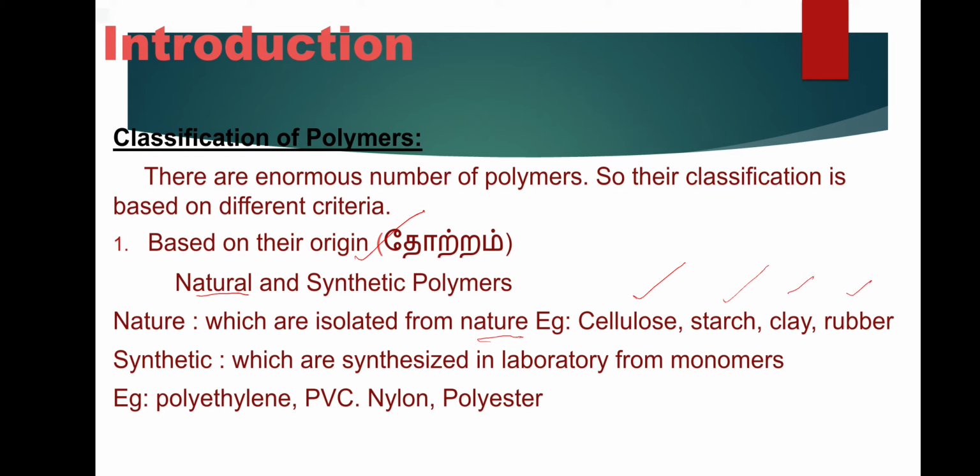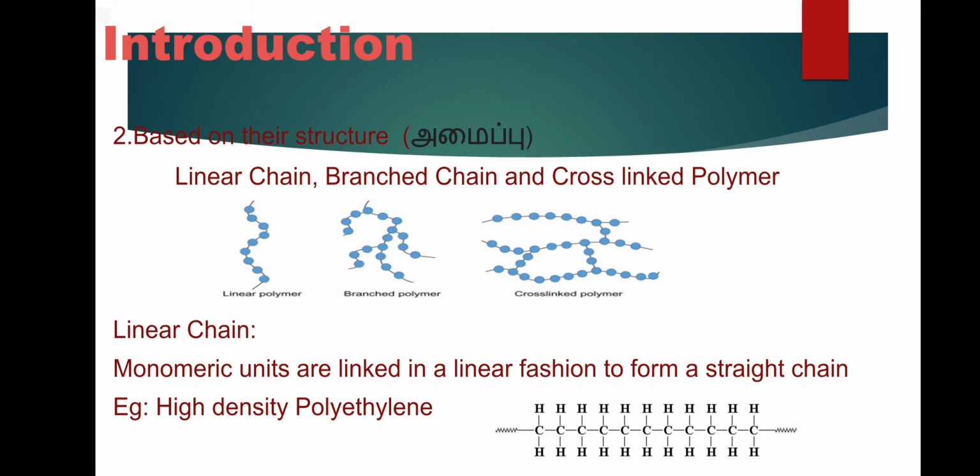Rubber is something you can see around Kanyakumari, the district where 75% of Tamil Nadu's rubber is produced. You can see that it is an elastic material. That material is actually a huge molecule. It is made in nature. Then those which are synthesized in the laboratory from normal monomers, we call synthetic polymers. Nylon, PVC, polyethylene are all examples of those synthesized in the lab. Okay, that is one type.